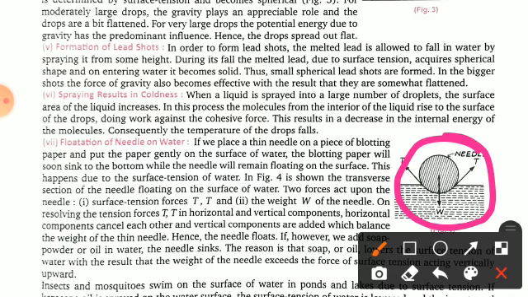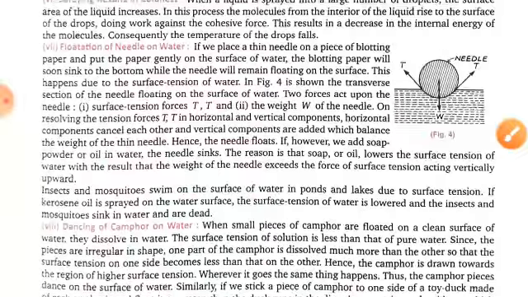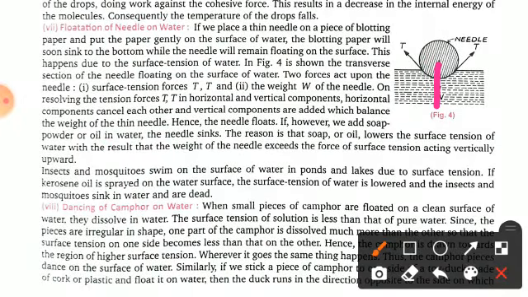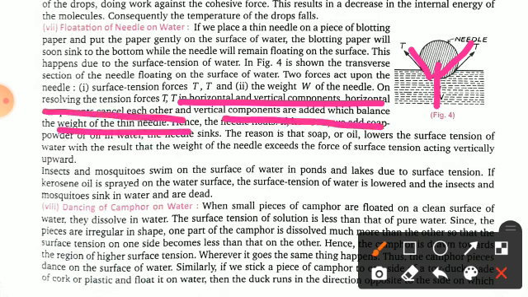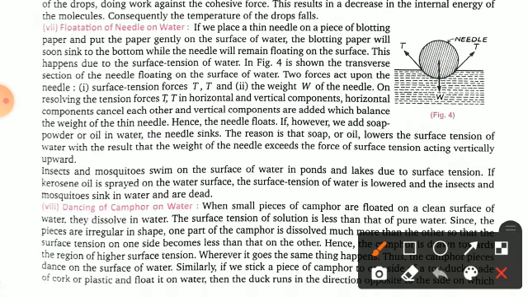Figure 4 shows the transverse section of the needle floating on the surface of water. Two forces act upon the needle. The first one is the surface tension T, and the second one is the weight of the needle. On resolving the tension forces, you can see here the weight is acting downward and the tension is in this direction. So the tension has a horizontal and a vertical component. The horizontal components cancel out each other and the vertical components add, which balances the weight of the thin needle. Hence the needle floats.